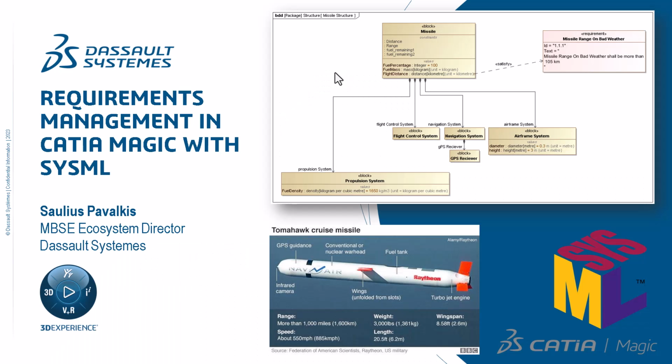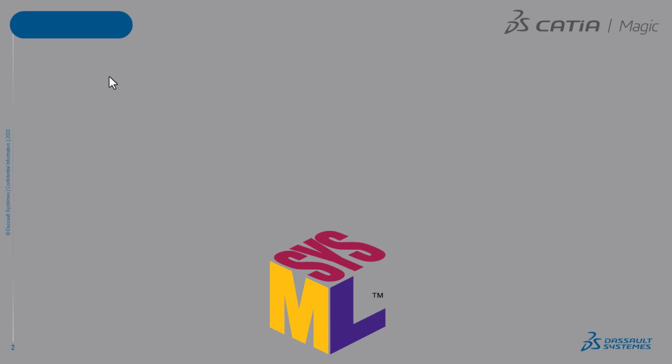Hello, we will talk today about requirements management in Catia Magic with SysML. This is like a crash course on this topic. We'll talk about this in the context of a cruise missile sample. So what will we touch?